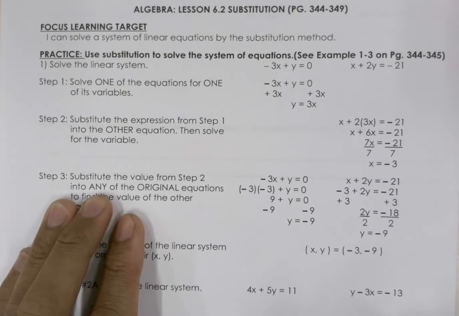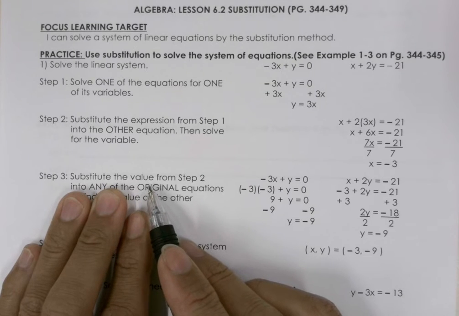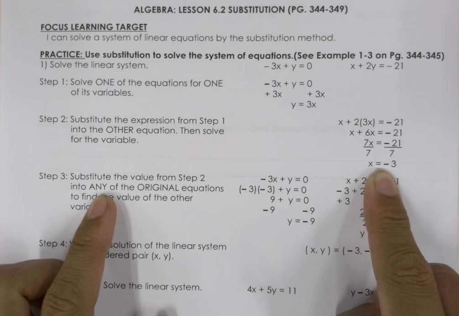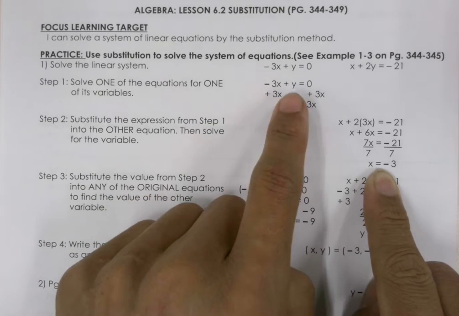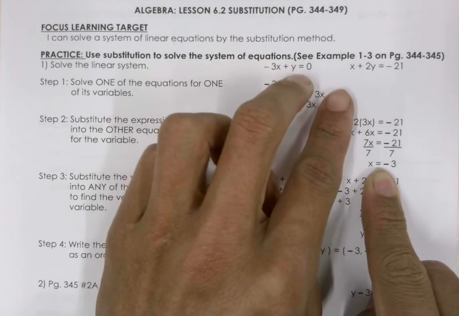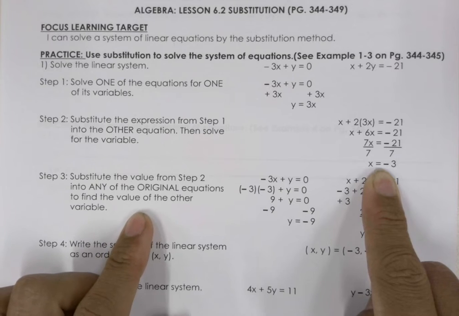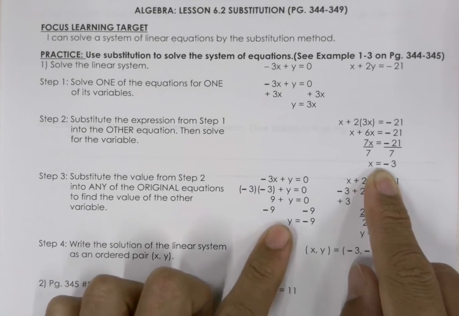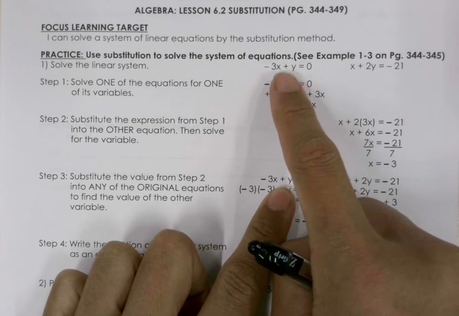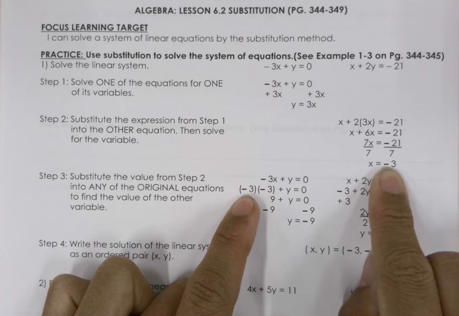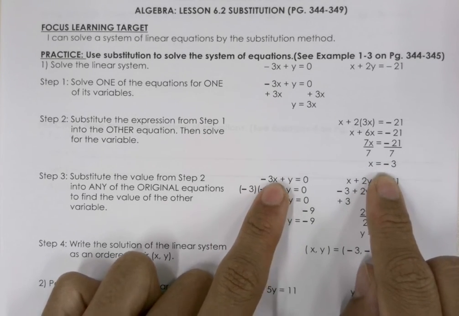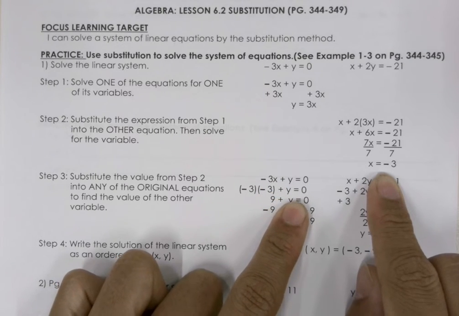And so we're on step 3. We're going to substitute the x that we found in step 2 into any of the original equations. That means either here or here. It doesn't matter which one. Both will give you the same answer. And then we're going to find the value of y. So let's try it by substituting in negative 3 into equation number 1. We'll get negative 3 times negative 3, and here we're substituting in negative 3 for x, plus y is equal to 0.